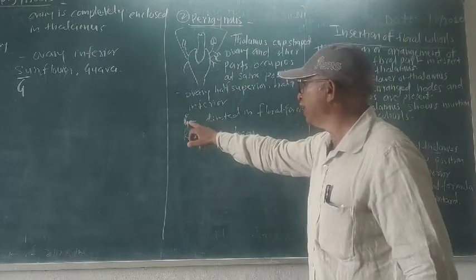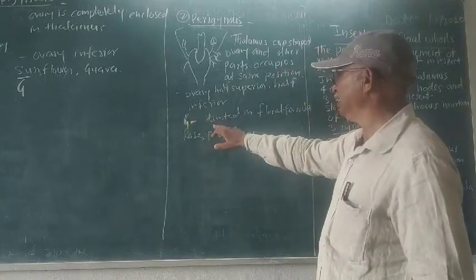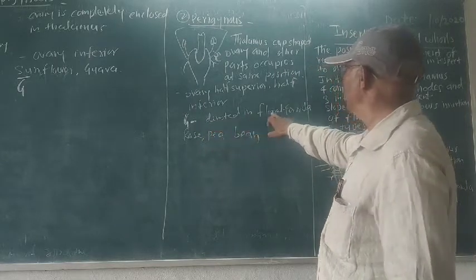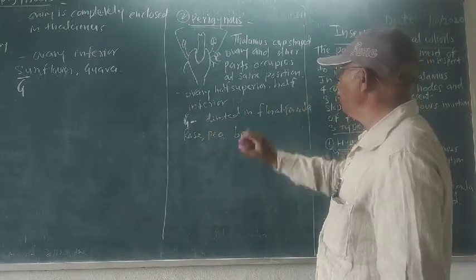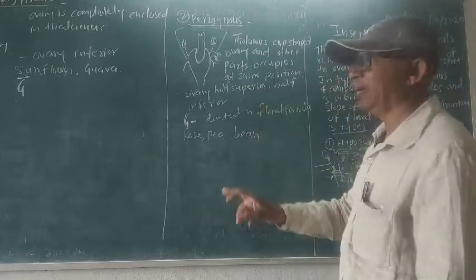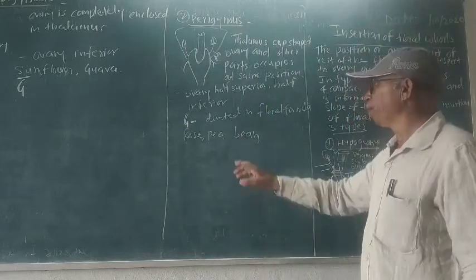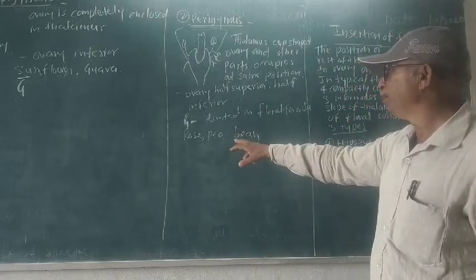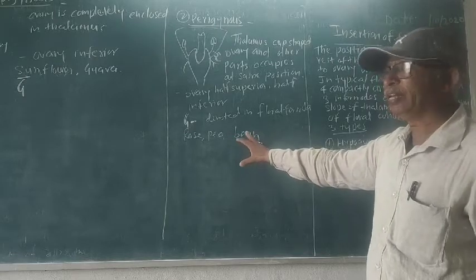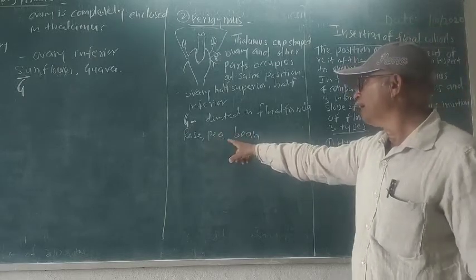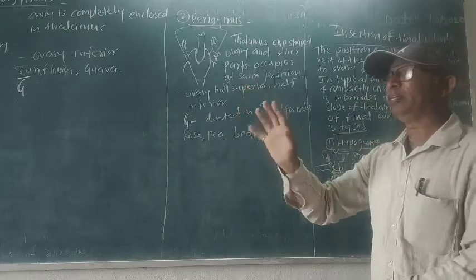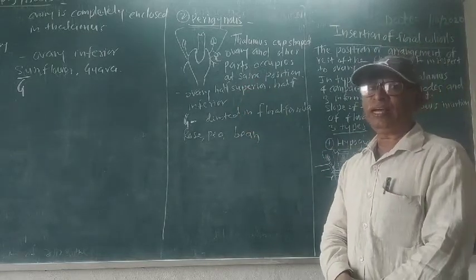It is denoted by capital G and a dash-like structure or line, that is denoted in the floral formula. Ovary is half superior and half inferior. Examples: rose, pea plant and the bean, ghevda. Gulab, watana and ghevdecha phulamadhye ya prakarche arrangement aapalyala milte.